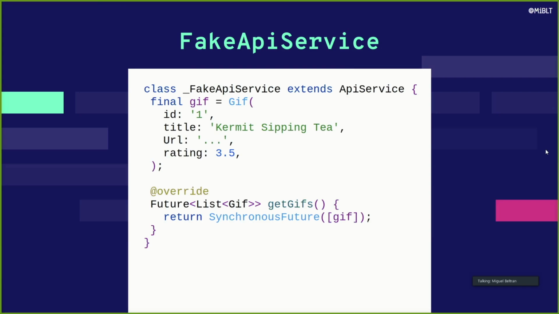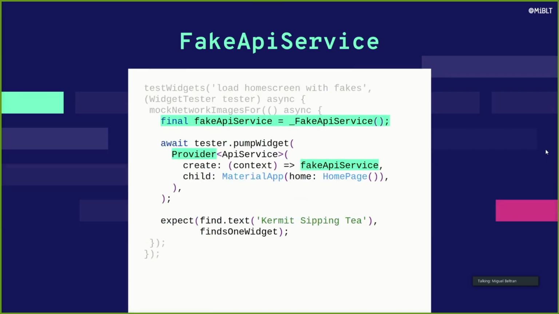The good thing is that it does not require any special library. You can just create this class in the same test file and you can just use it. No external dependencies. Then for using it in a test, you do it as before, providing the fake directly to the widget. We can run this test and it will say that it works as expected.